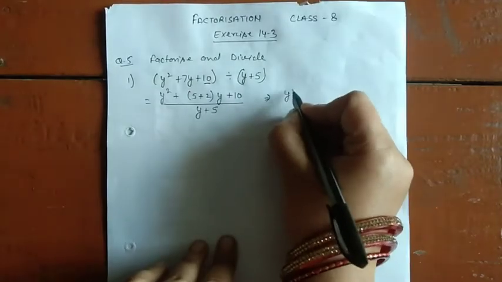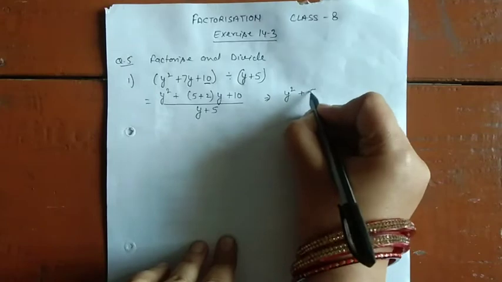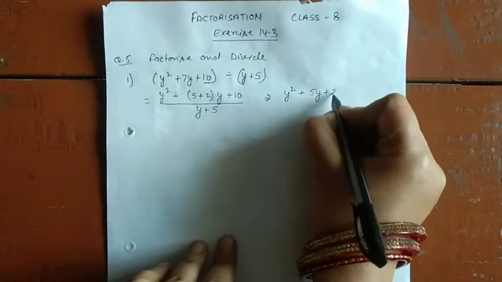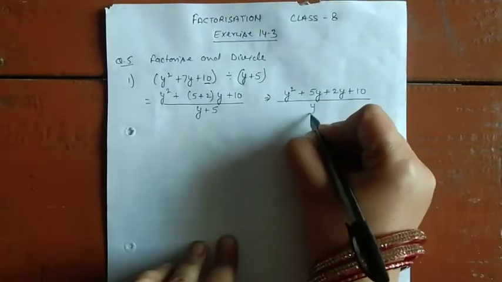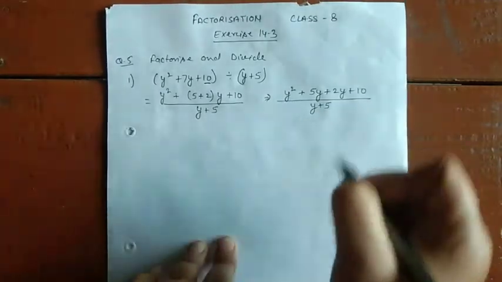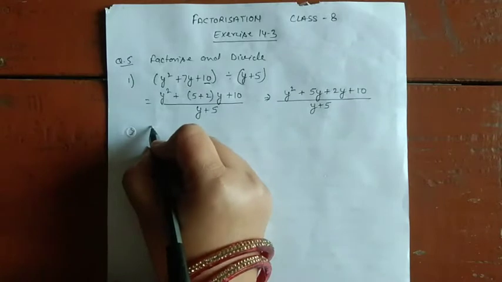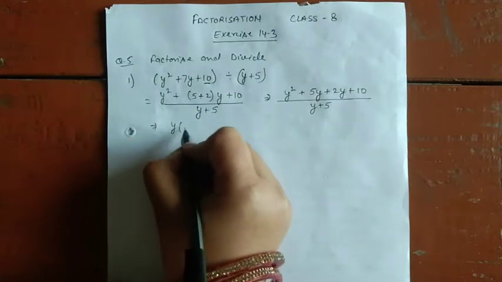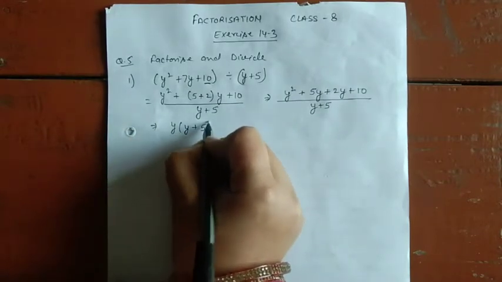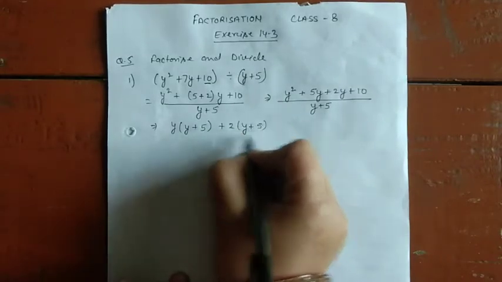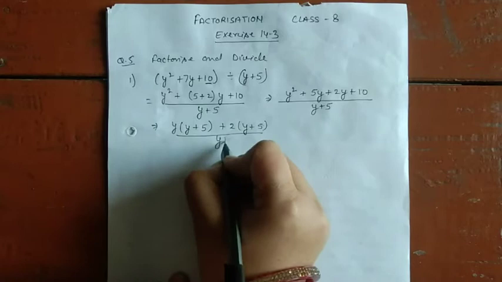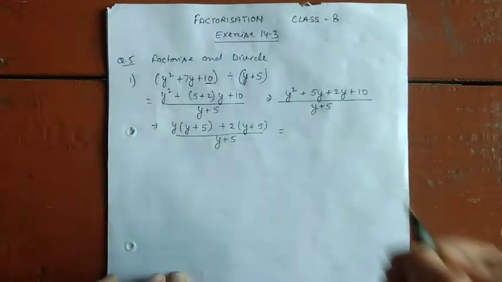Okay, now see the next step. Y square will be as it is. As we do in factorization, we will follow the same steps, but we need to continue with this y plus 5. Now see, I am taking y as common, leaving y plus 5, again I am taking 2 as common, the remainder is again y plus 5, and y plus 5 is in the denominator also.